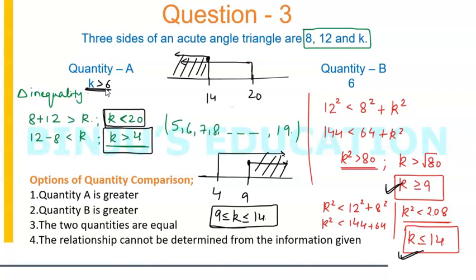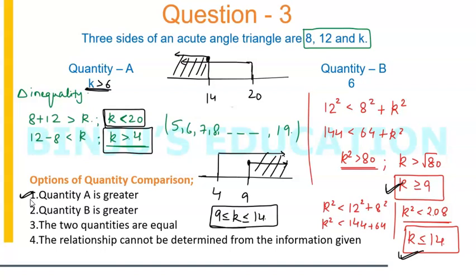So what exactly will be the value of k? There are a lot of possible values. Even if we consider only the integer part, then also we can have 9, 10, 11, 12, 13, 14. That's just the integer part. But one thing is for sure, that k will be greater than 6. So what will be our answer? Our answer is option 1, that is quantity A is greater. And that's our answer.